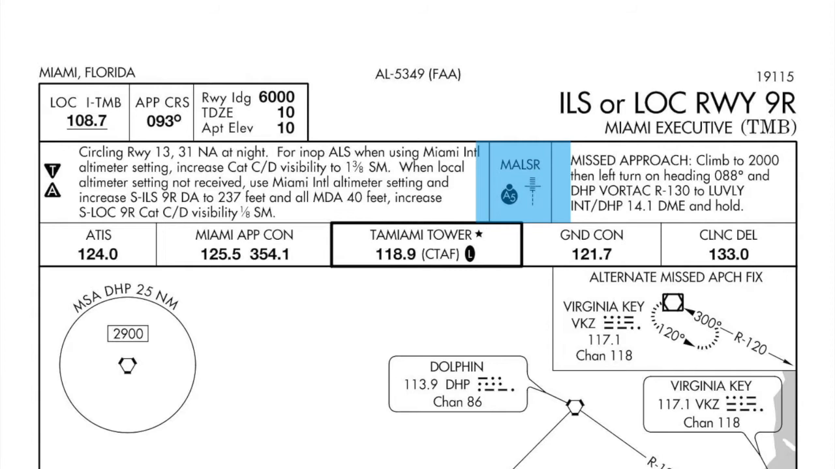Next to that on the right, you're going to see the MALSR, the Medium Intensity Approach Lighting System. It tells you that it has the sequence flashing lights, and it gives you a little illustration of what you should see as you're coming in on the approach.